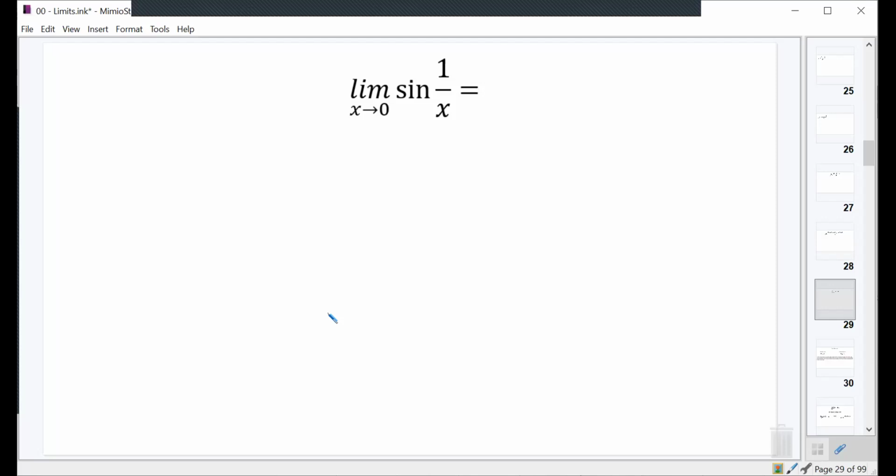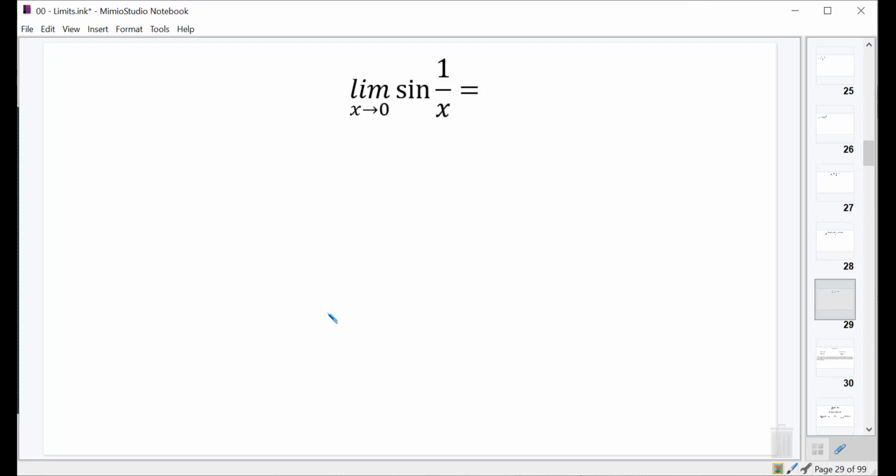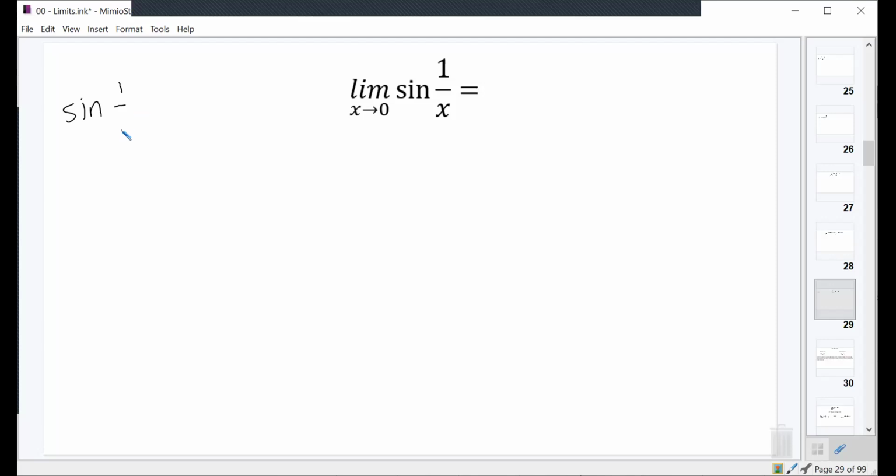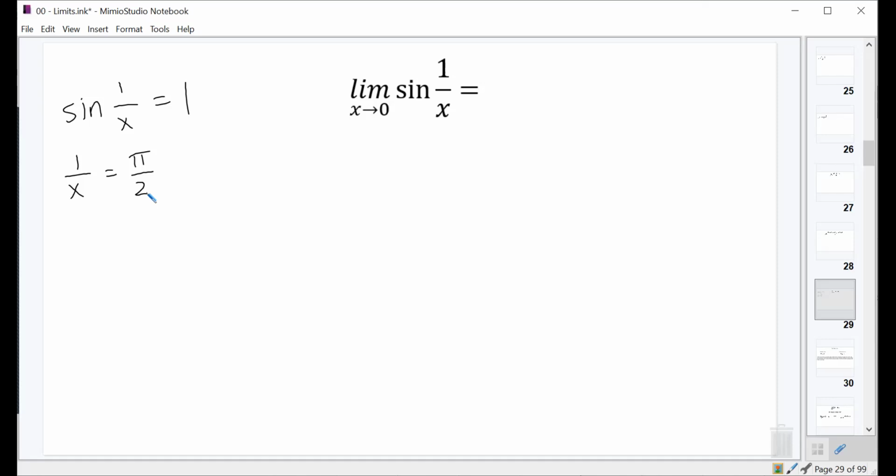So let's start by seeing when this function equals 1. When does the sine of 1 over x equal 1? Sine equals 1 when the angle is pi over 2. And really that's the only time on one oscillation where this function equals 1. If I think about from 0 to 2 pi, the only time where sine equals 1 is when the angle is pi over 2.